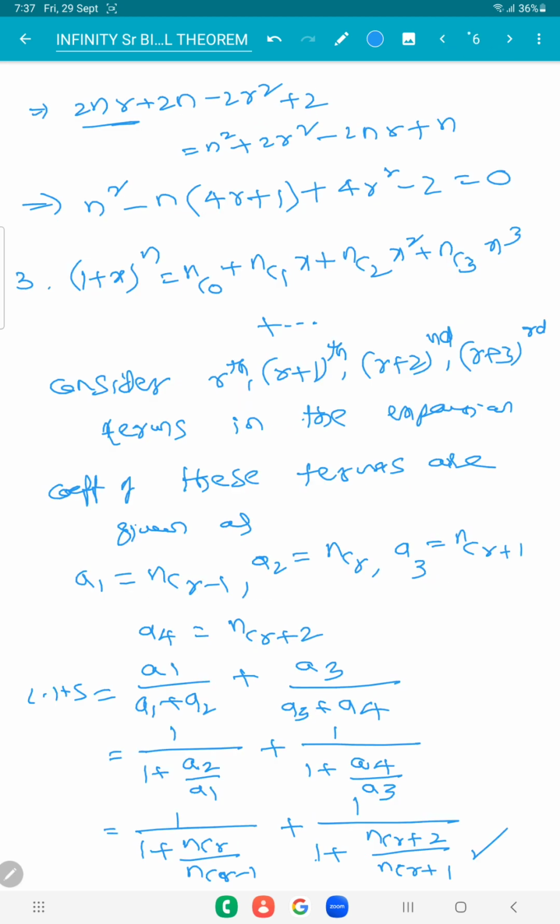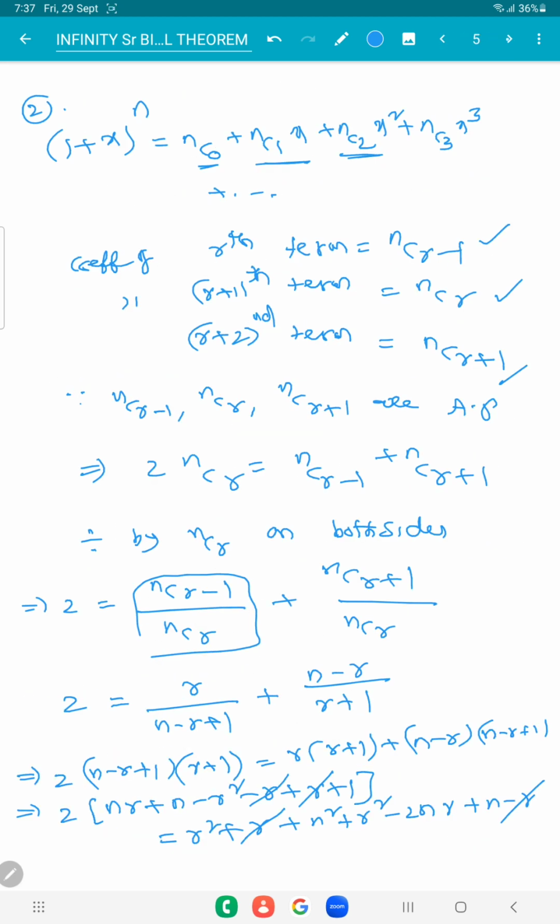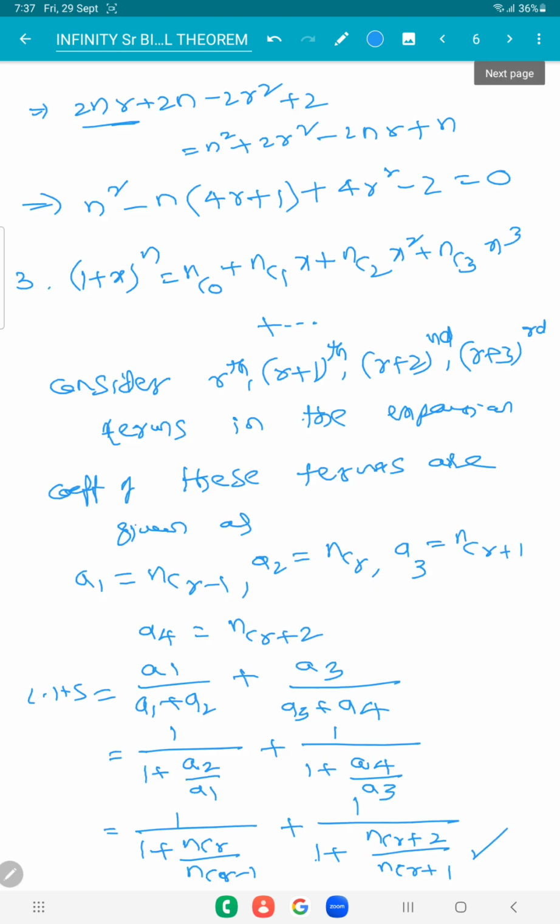So let us go for the next question. We are done with the 3 questions, right? The fourth question is: if the coefficients of x power 10 in the expansion of (ax square plus 1 by bx) whole power 11. Let us write the general term in this.